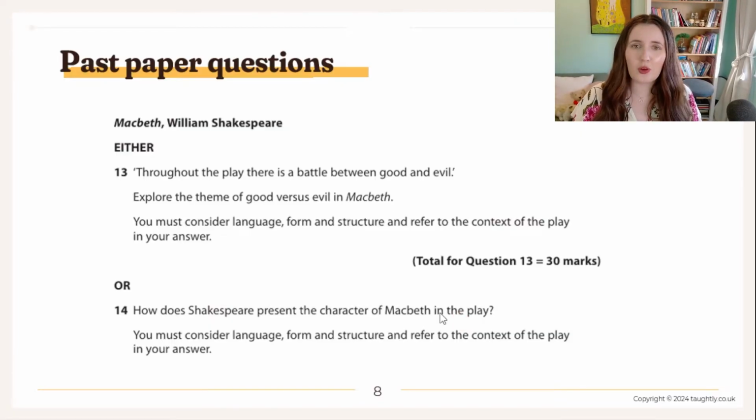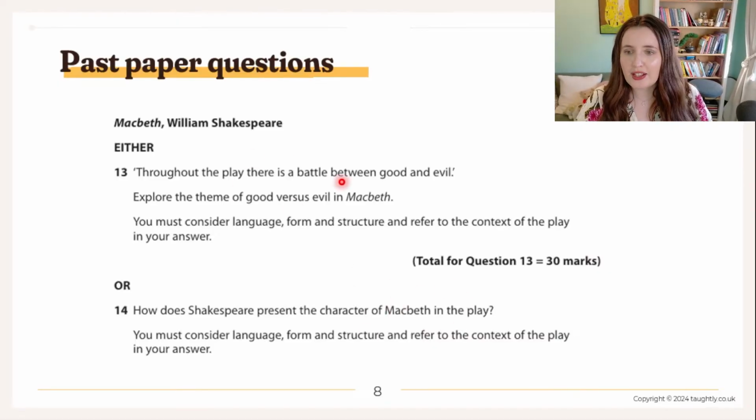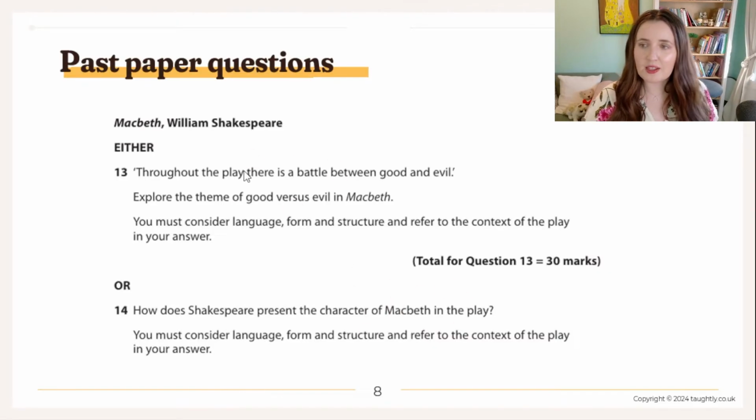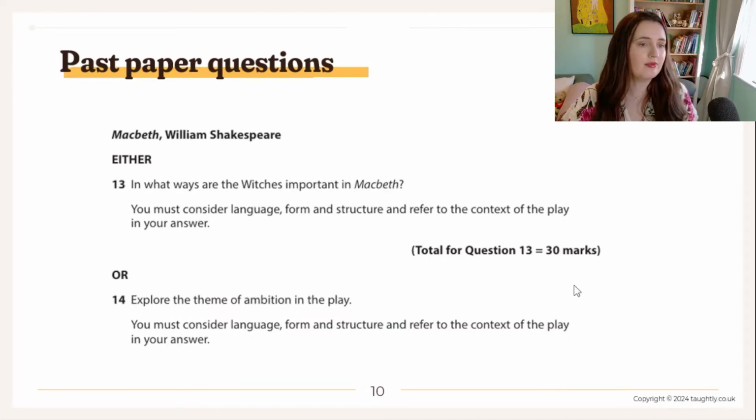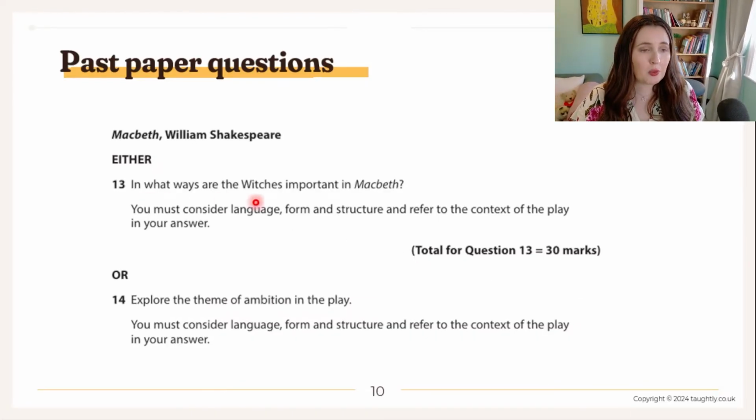Notice as well that one question is usually a bit easier and one a bit harder. So the Macbeth question, kind of easy. Battle between good and evil, a bit harder, a bit more challenging. Discuss the presentation of one character you think changes the most in the play. And explore the theme of power in Macbeth. And finally, in what ways the witch is important in Macbeth, and explore the theme of ambition in the play.